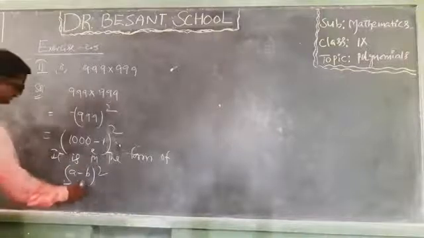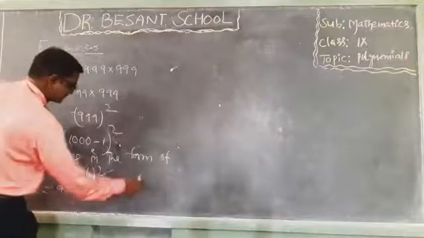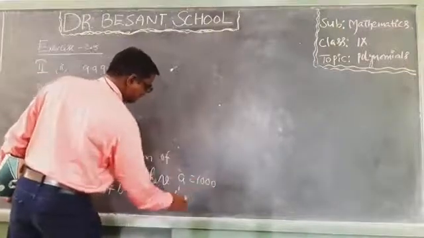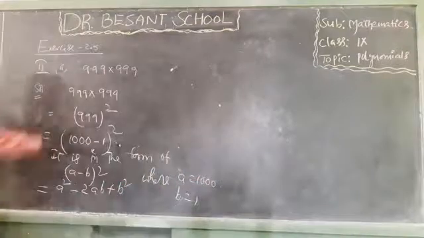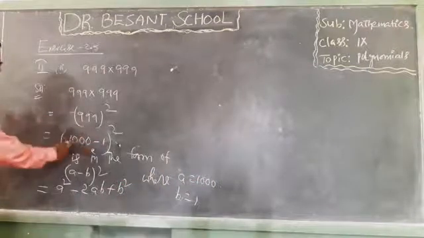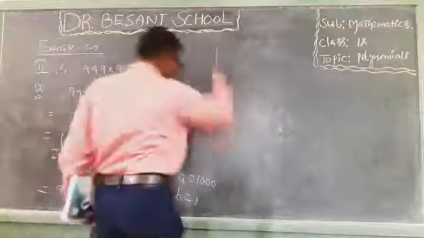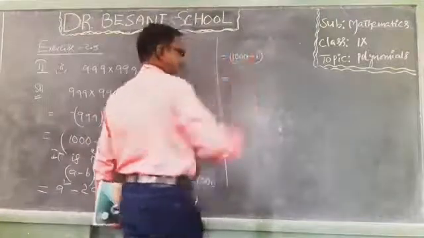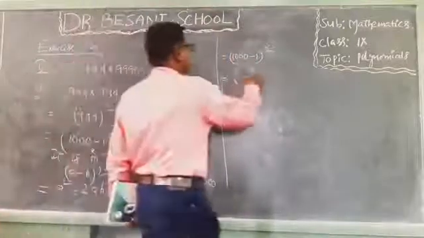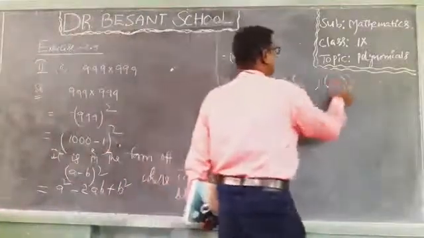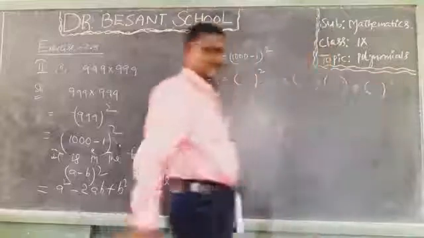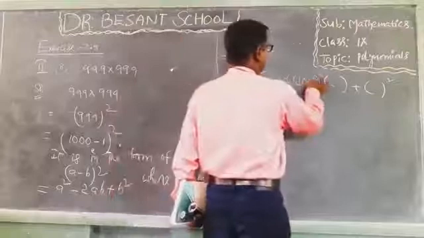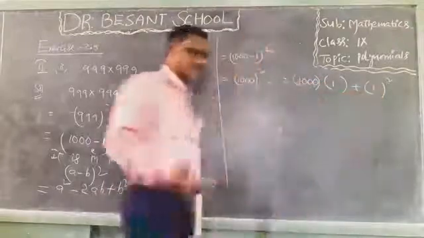What is its formula? a square minus 2ab plus b square, where a value is 1000 and b value is 1. So a minus b whole square means 1000 minus 1, that is 999. Expanding with the formula: 1000 minus 1 whole square is a square minus 2ab plus b square. a square means 1000 whole square, minus 2ab means 2 into 1000 into 1, plus b square means 1 square.